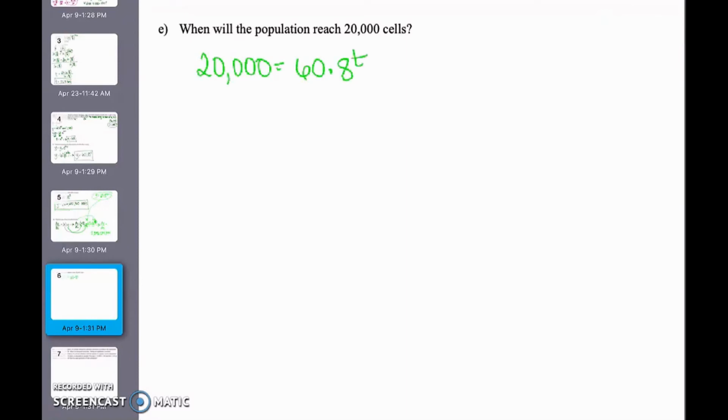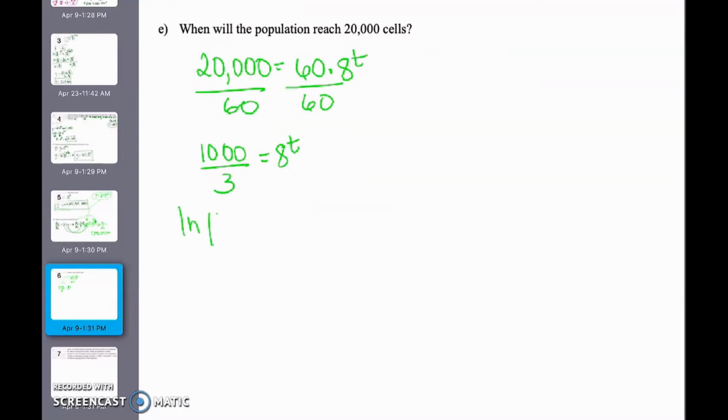Okay, so doing the algebra, we're going to divide both sides by 60, and 20,000 divided by 60, again, I'm just going to try to keep things simplified until the very end, and then I'll grab my calculator so I get my most accurate answer. So this is going to be 1,000 over 3 is equal to 8 to the t power. And then I need to do the natural log of both sides.